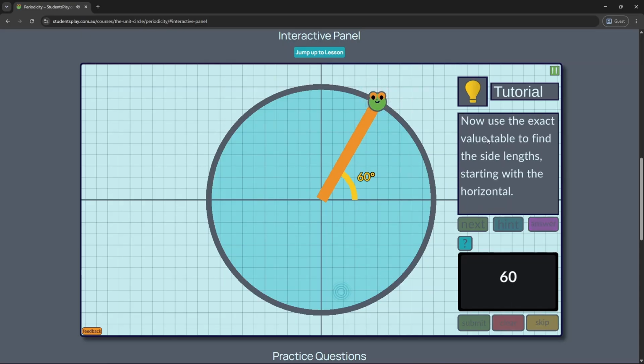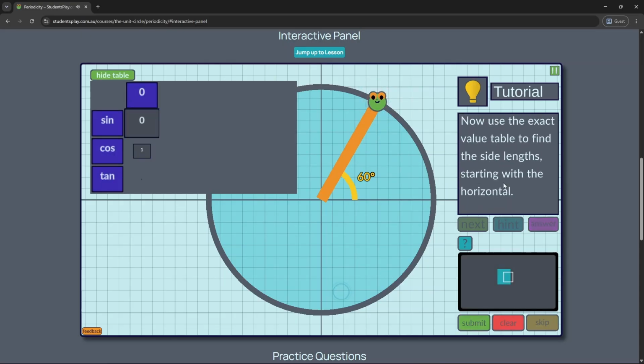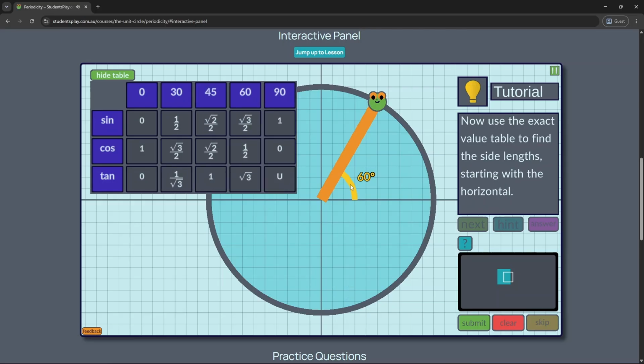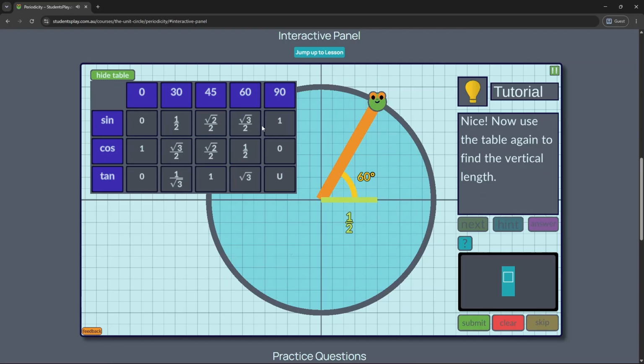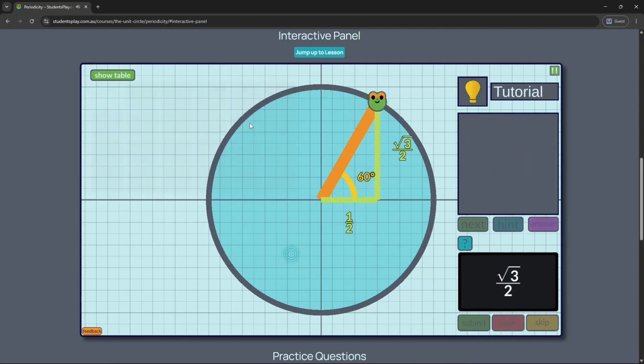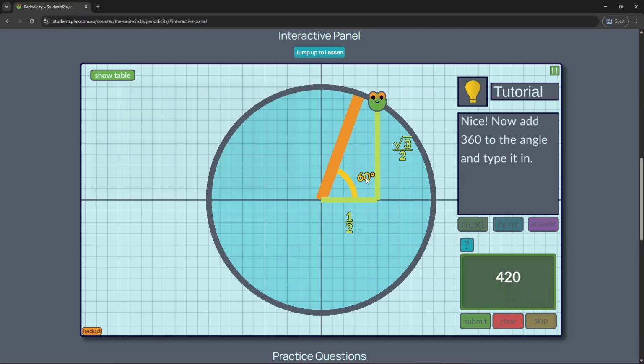Now use the exact value table to find the side length starting with the horizontal. Okay, so 60 degrees, 60 is here, and cos is the horizontal, so 1 over 2. Awesome. Here's the table again to find the vertical length. It's sine. Sine 60 is square root of 3 on 2. Nice. Now add 360 to the angle and type it in. So 60 plus 360 is 420.